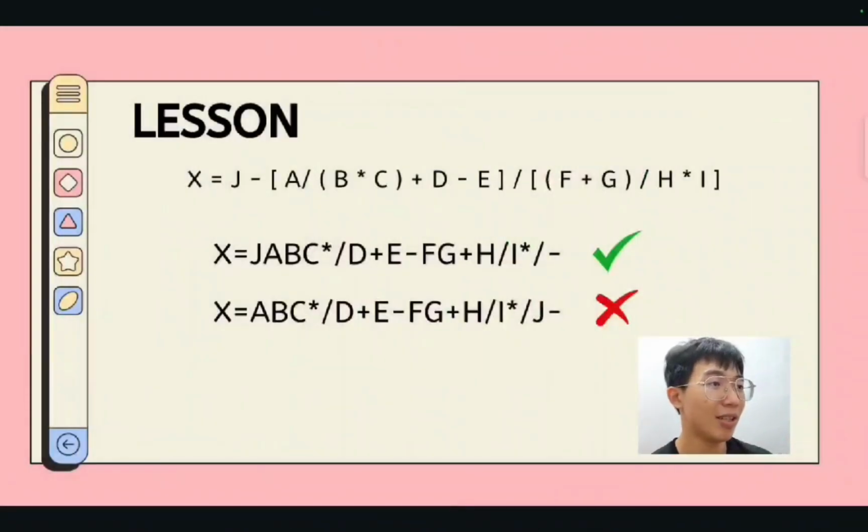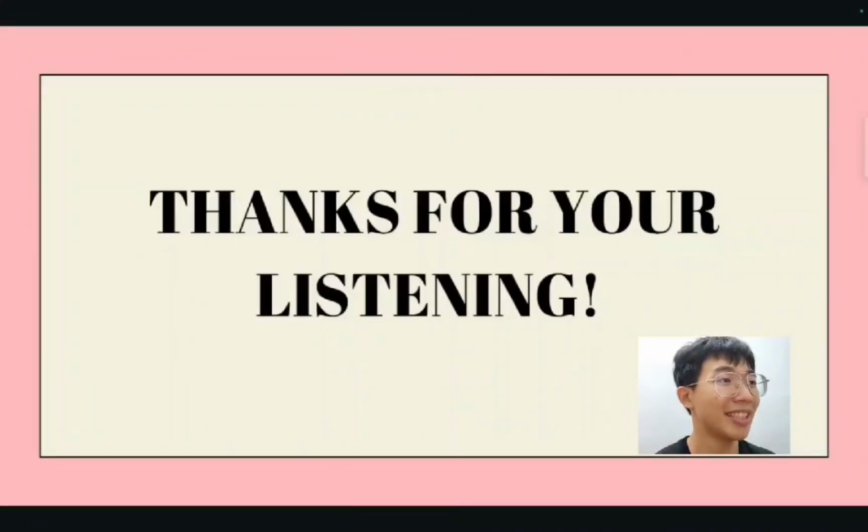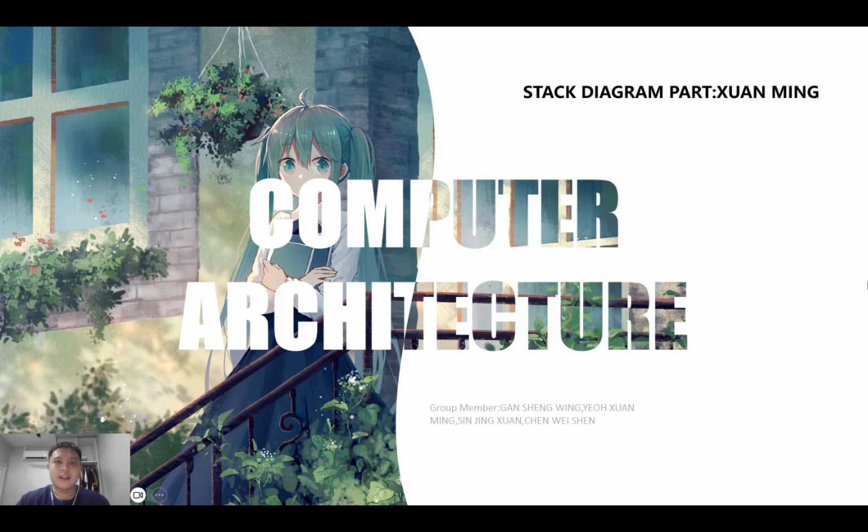Last but not least, we have a lesson. When you get your answer, the operands must be arranged in order, the same as in your question. This means that the J must be put in front because the question is arranged like this, and you cannot directly put it at the back. Thanks for your listening.